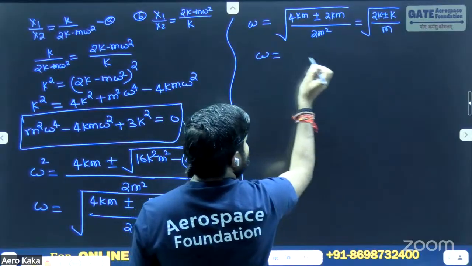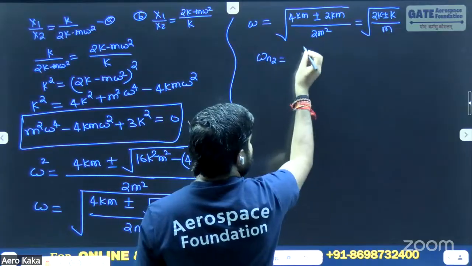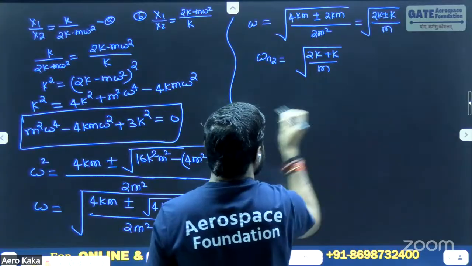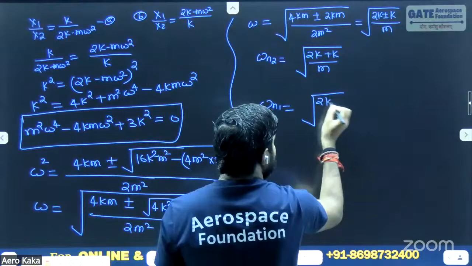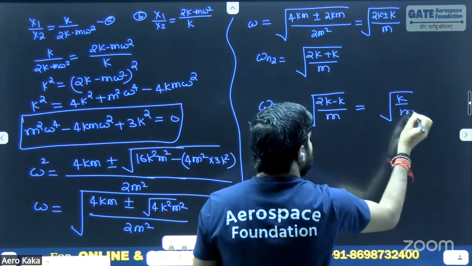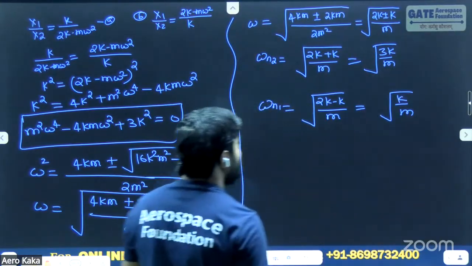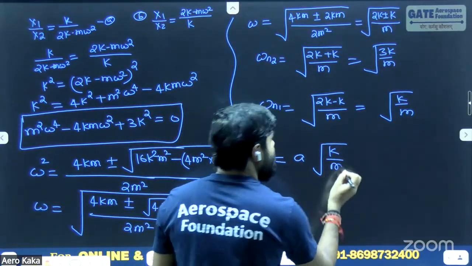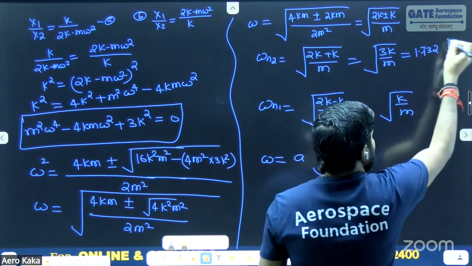So omega is equal to how much? They are asking for the larger one. So omega n2 is going to be the larger one, which is root of 2k plus k divided by m. What is omega n1 going to be? Root of 2k minus k, which is root of k by m. They are asking what this value is, right? So what is the root 3 value? That's 1.732 root of k by m.